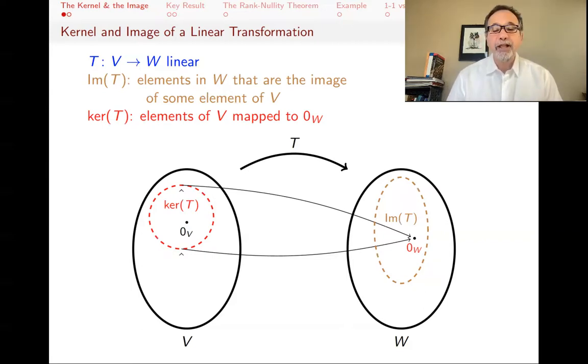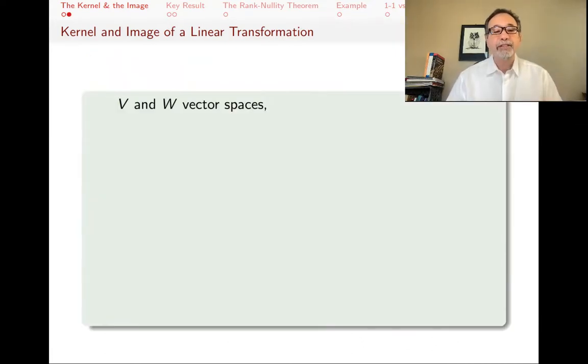Image is a bunch of elements in W. Which ones? The ones that are hit by elements of V via T. So when you apply T to elements of V, they land in places in W. Those elements that you land on, that's the image. We have proved several things about kernel and image in previous videos. So let me quickly remind you.